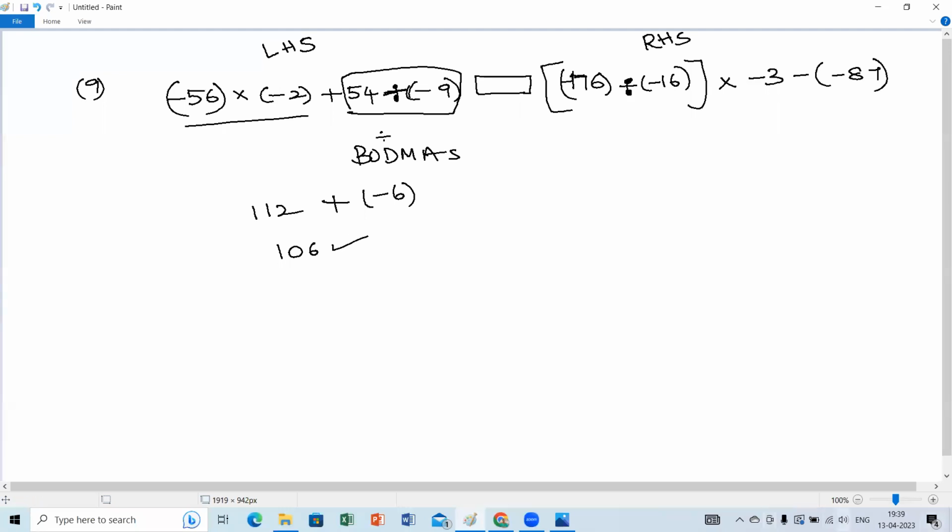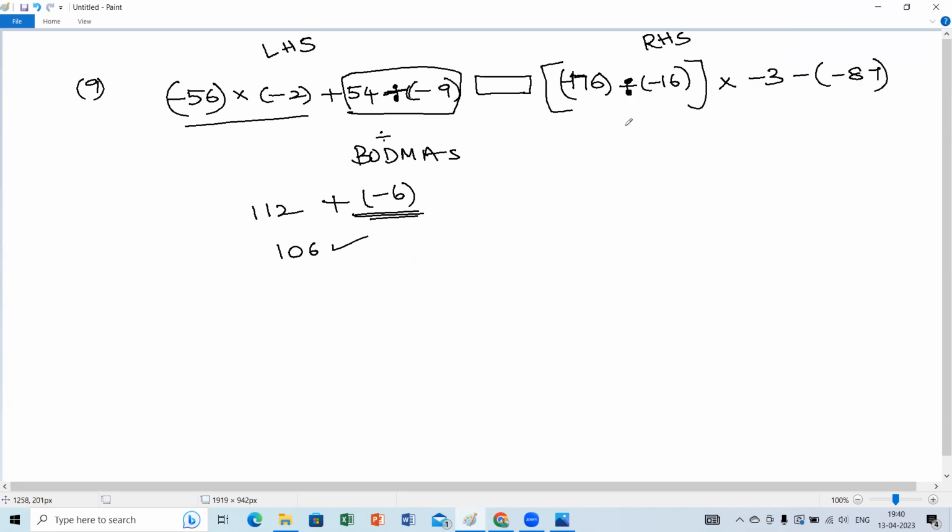Who gave this 106? It's Leshita, I think. Yes, Leshita, your answer was absolutely correct. And Krithvik, please check once. I think you added instead of the minus sign, you took the plus sign. Right here? Yes, ma'am. That is a mistake done by you.